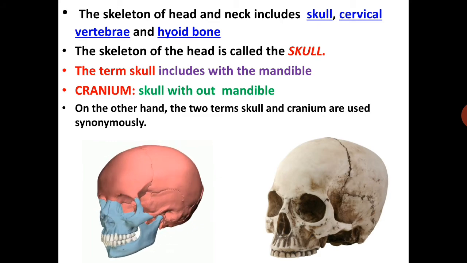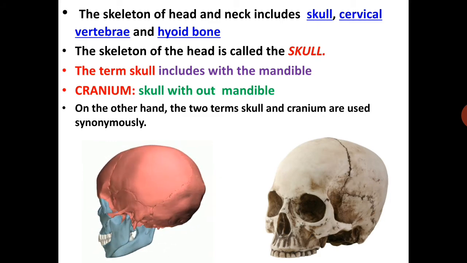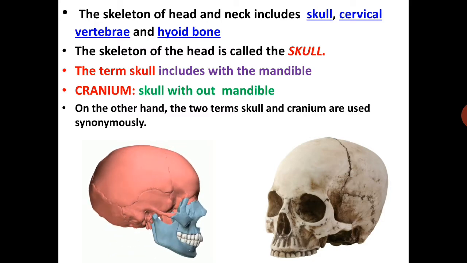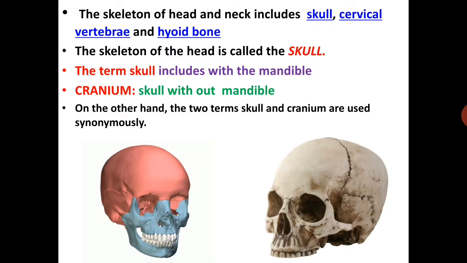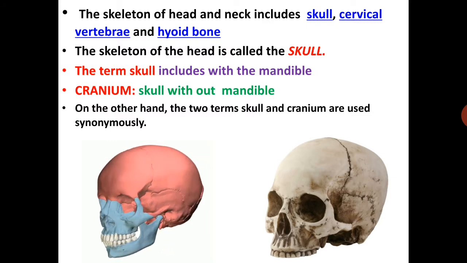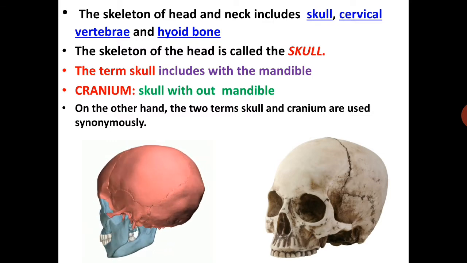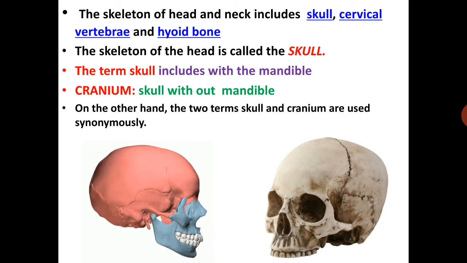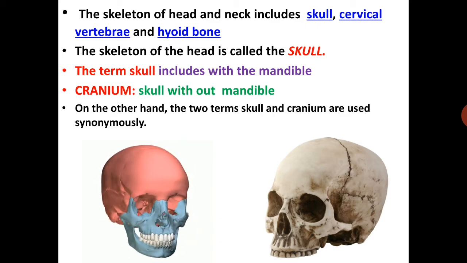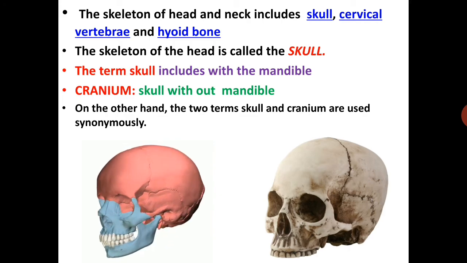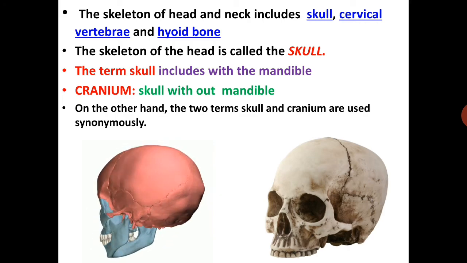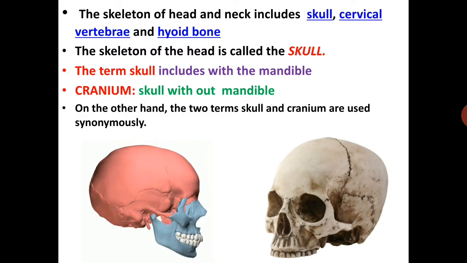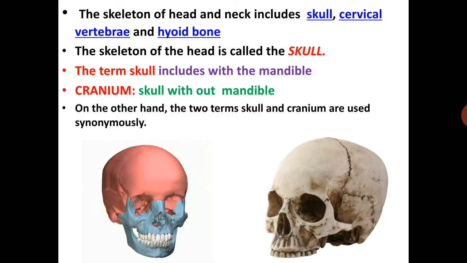Usually when we use the term skull, it means the skull with the mandible. If we remove the mandible, it is known as the cranium. Otherwise, these two terms, skull and cranium, are usually used synonymously. The first image shows the cranium with the mandible, that is the skull. The second image is without the mandible, known as the cranium.